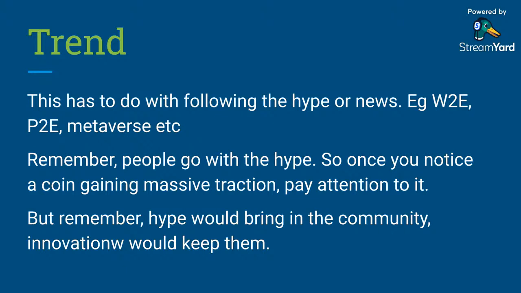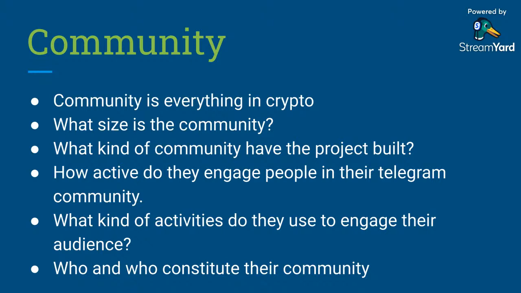All right. So now, what is the next one we're going to look at? We have the community. Community is everything in cryptocurrency assets. It's everything. This Apple phone is where it is today because of what? Because of the community of lovers it has. Because of the community of die-hard fans.